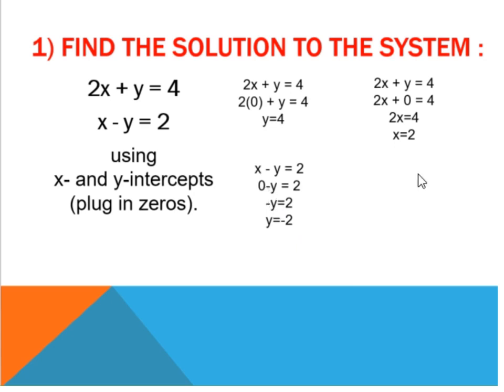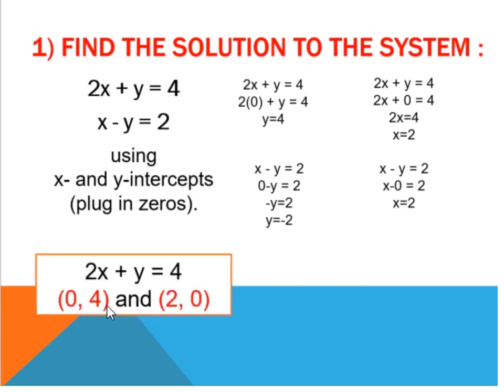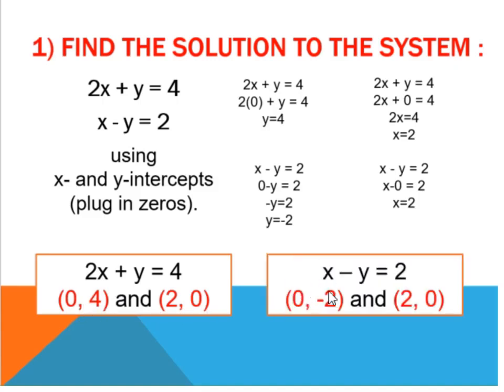On the other point, we'll have x minus y is equal to 2, and we let y is equal to 0. So x minus 0 is equal to 2. Therefore, the value of x is equal to 2 if y is equal to 0. For our equation 1, we have the points 0, 4 and 2, 0. While in equation 2, we have 0, negative 2, and 2, 0.